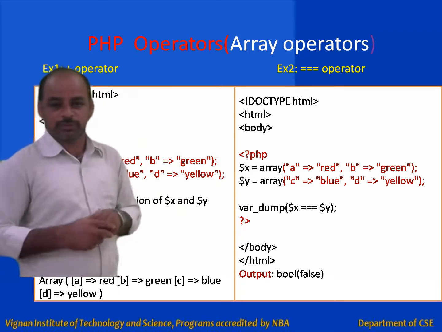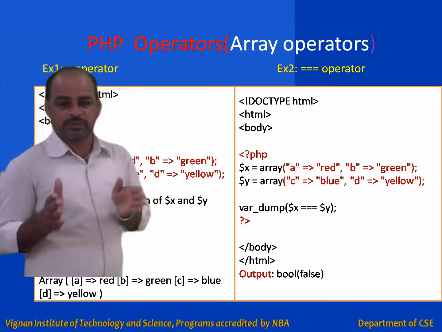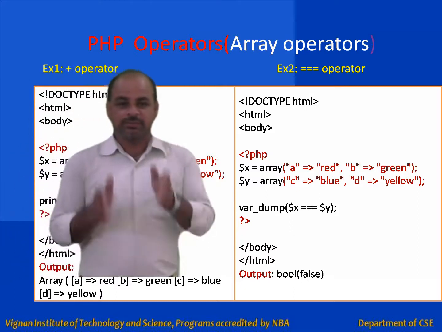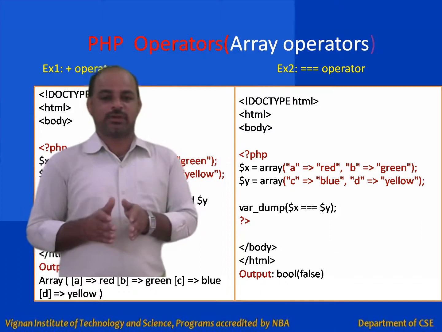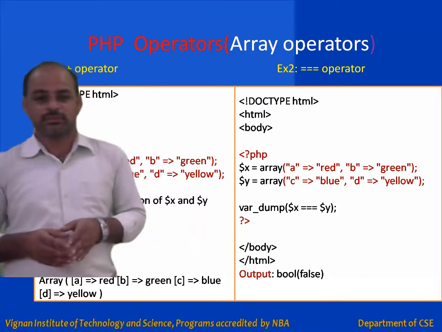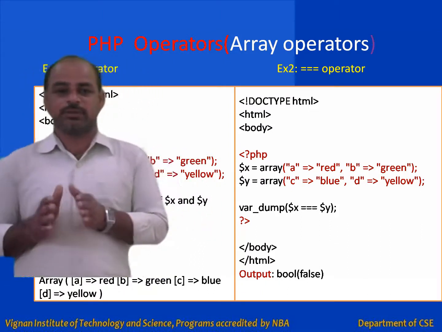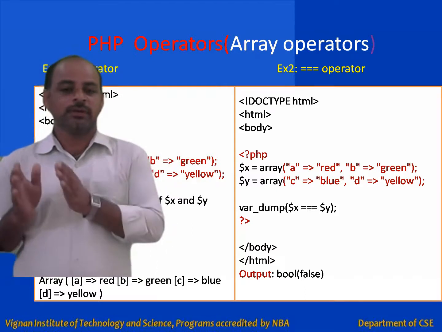You can see in the output, right? The var_dump function is a predefined function which returns a value as well as the data type here. So these are the operators in PHP.